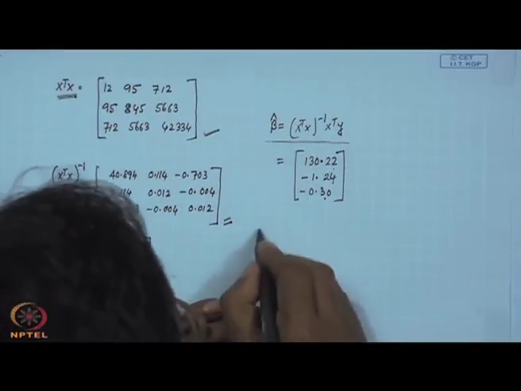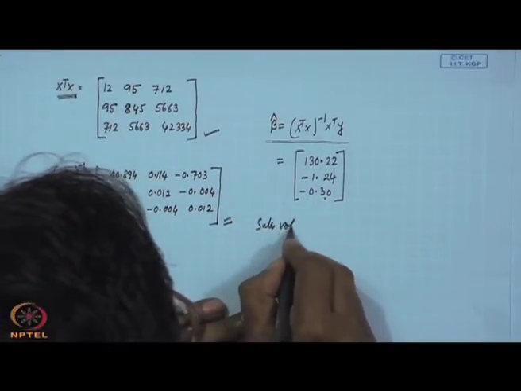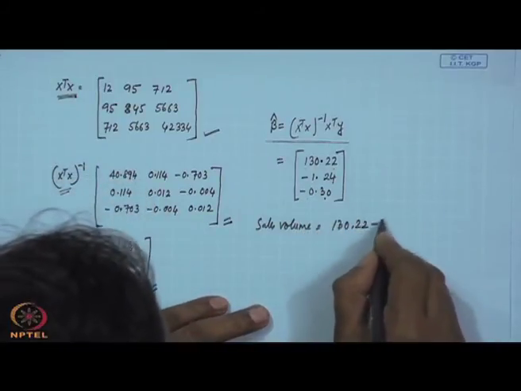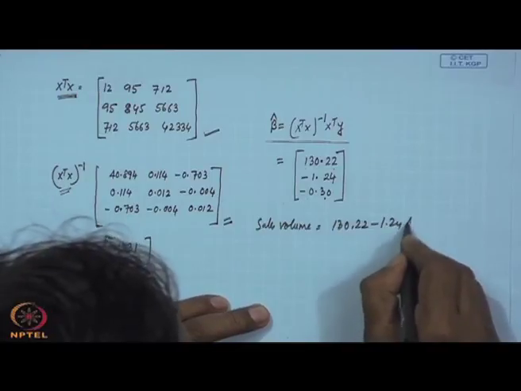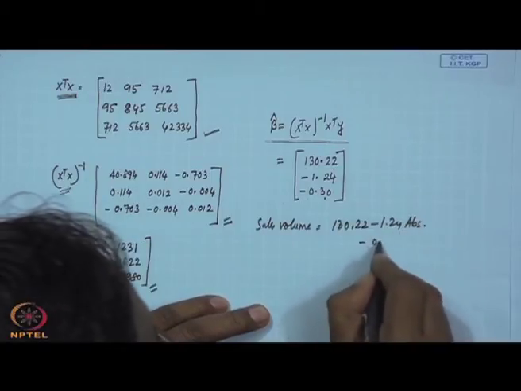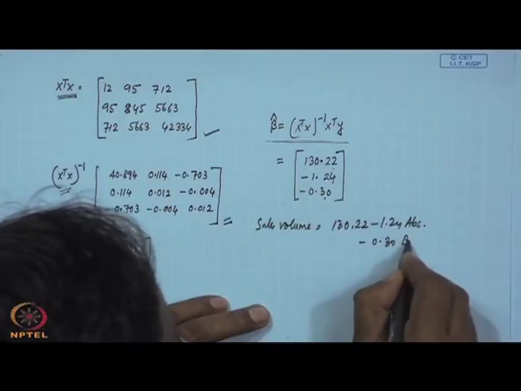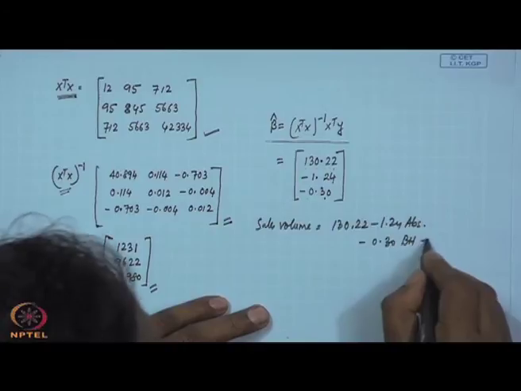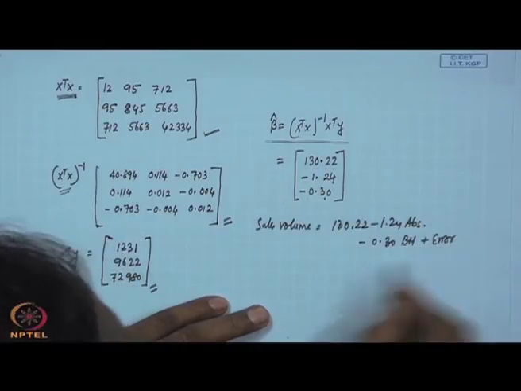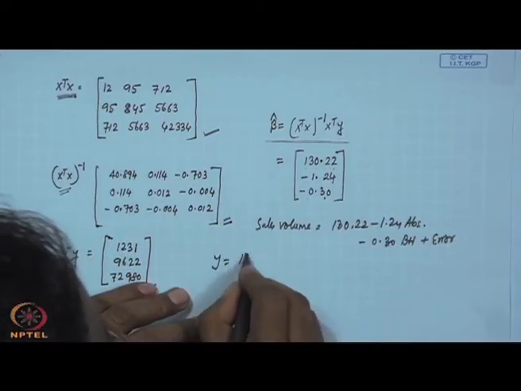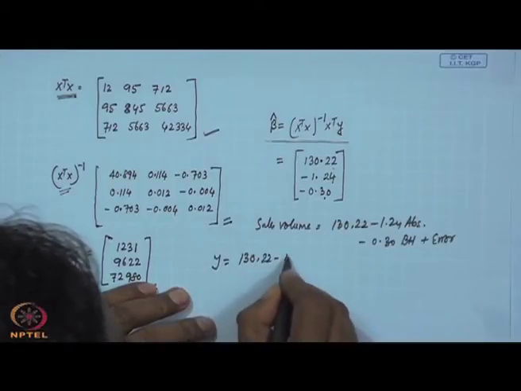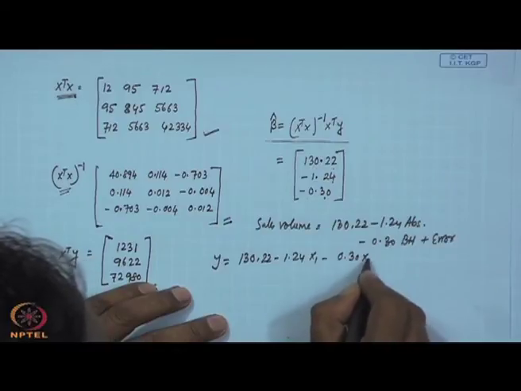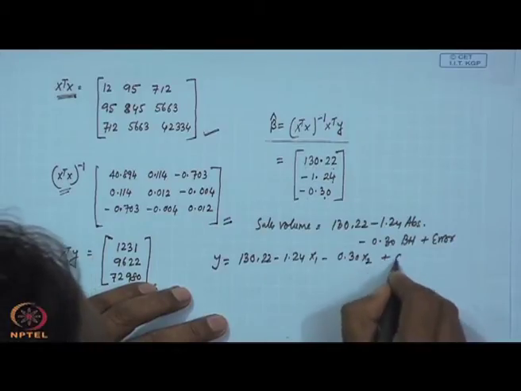So, that means your cell volume equals 130.22 minus 1.24 absenteeism minus 0.30 breakdown hours, let it be BH, plus some error will be there. The other way we can write: Y equals 130.22 minus 1.24 x1 minus 0.30 x2 plus epsilon.